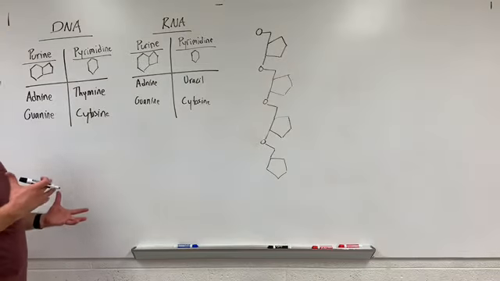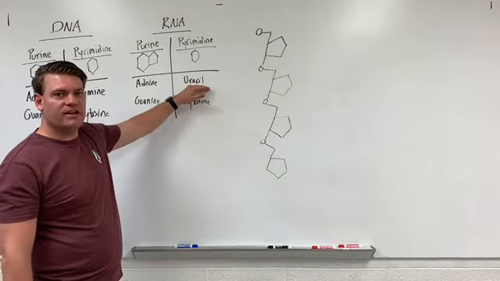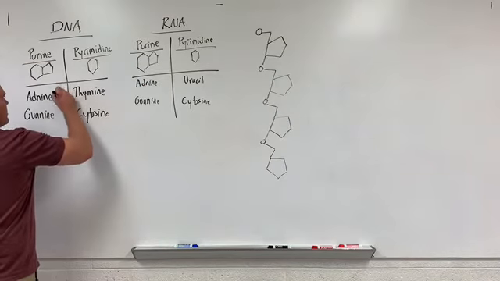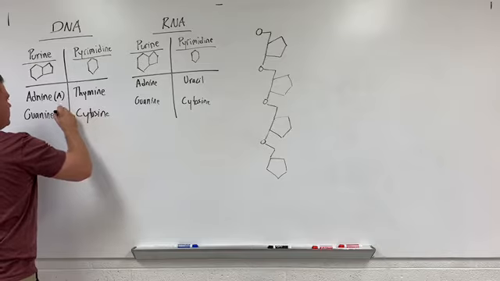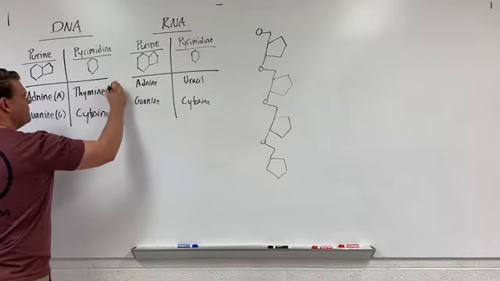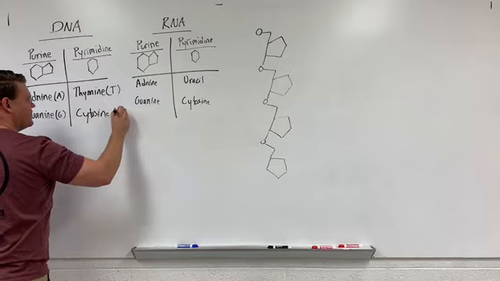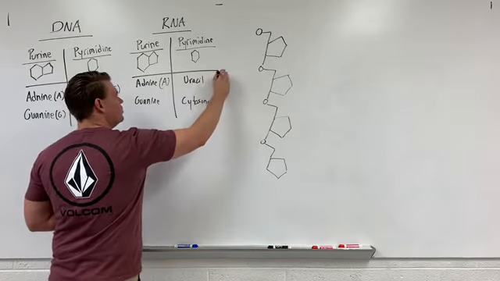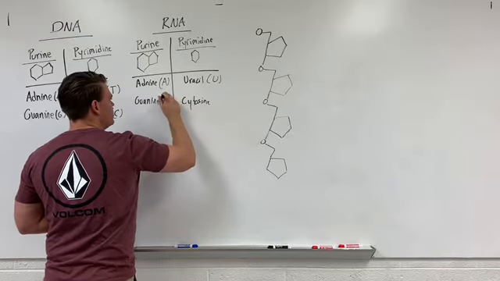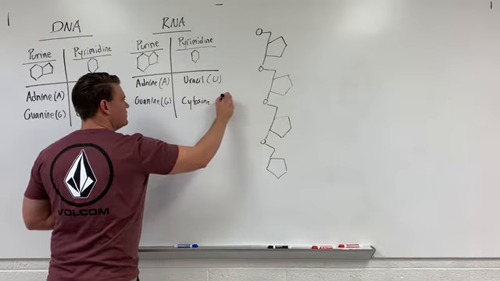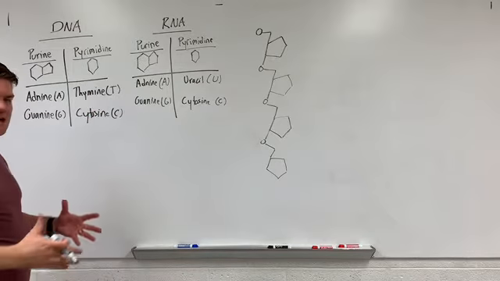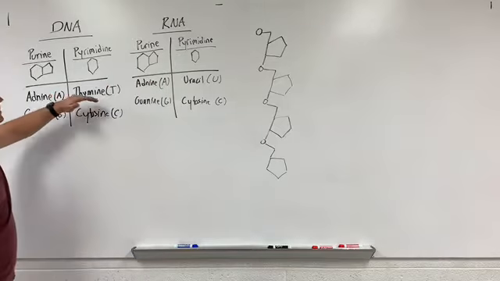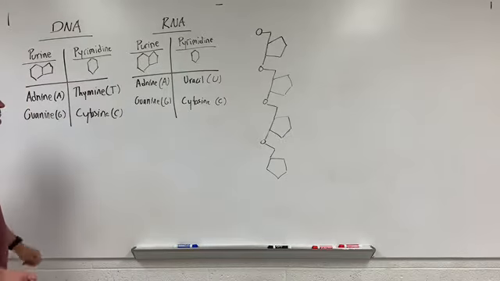Anytime you're seeing genetic material, if you see uracil in it, or if you see a U, because we're going to break these down and represent them by their first letter, we're going to say A, T, G, and C for DNA, and then A, U, G, and C for RNA. So anytime you see any type of genetic material with a U, you know it must be RNA. And if it has a T, then you know it must be DNA.